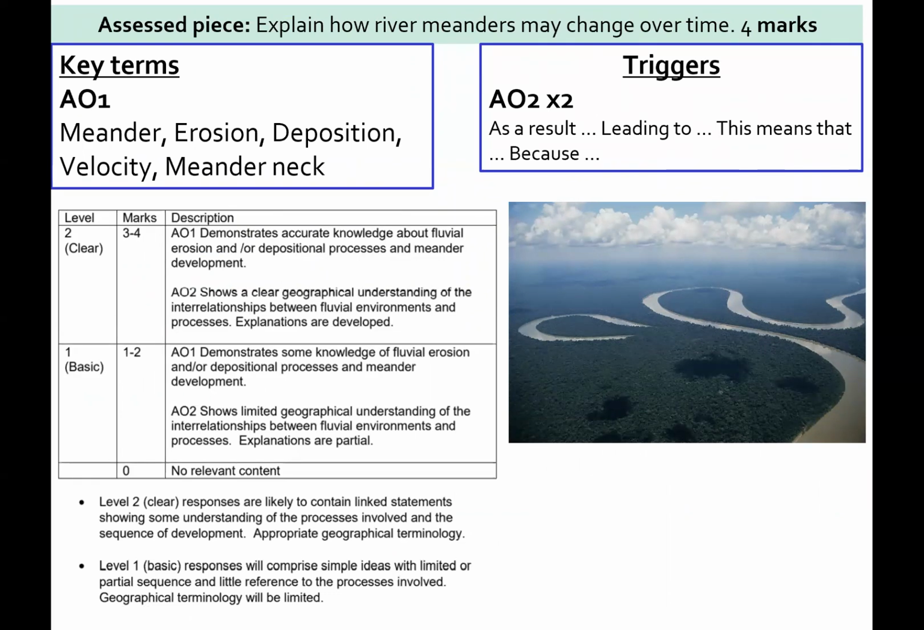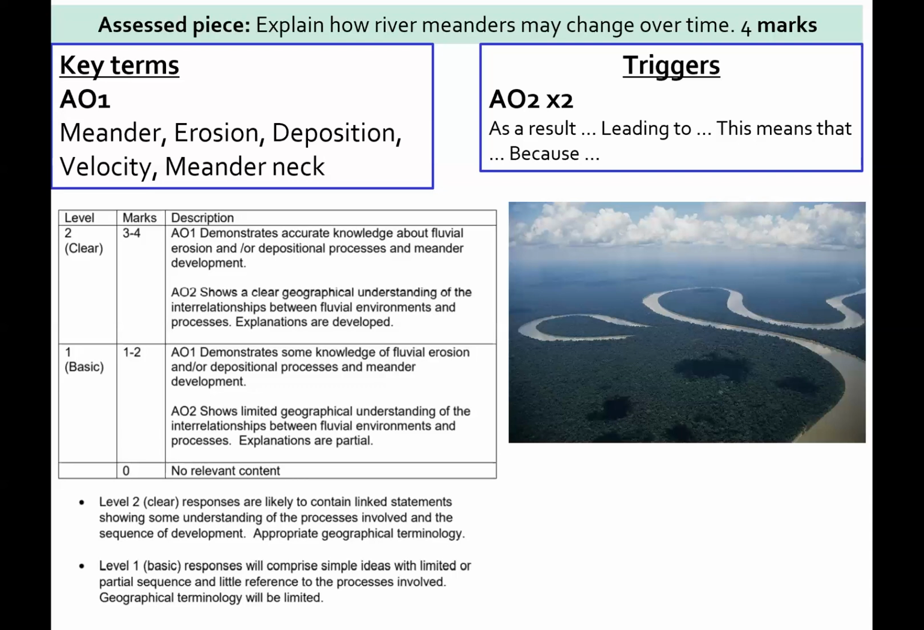It's a 4-mark question, so that means 2 of the marks are for your knowledge, your AO1, and 2 of those marks are for your AO2, your understanding, your ability to explain. So how I'd like you to do this, have a go at using those key terms I've put on there: meander, erosion, deposition, velocity, meander neck. Make a point, explain it by using your triggers: as a result, leading to, this means that, because, and say what firstly happens and why. What then happens and why.